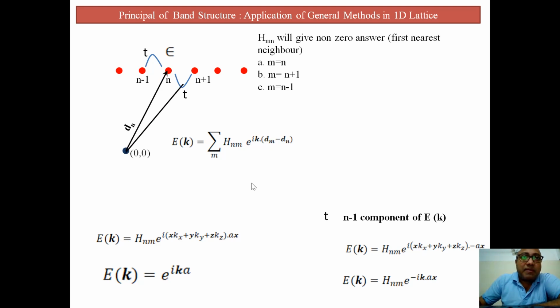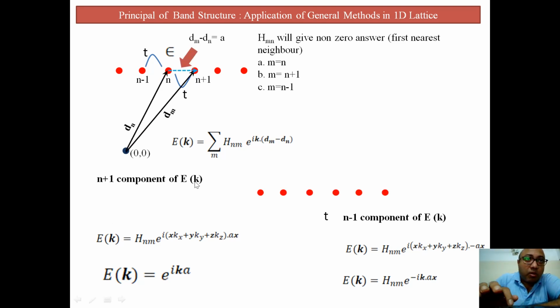I have written the n plus 1 components of ek, but I have mentioned the summation. The summation should not be here because I am not doing summation here. I am doing summation over here. Summation means when m is equal to n, plus m is equal to n plus 1, plus m is equal to n minus 1 component.